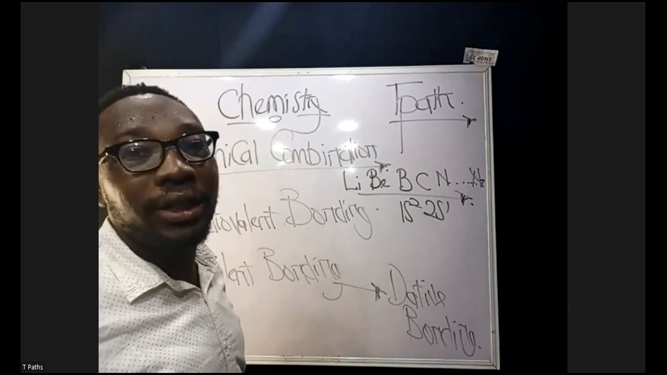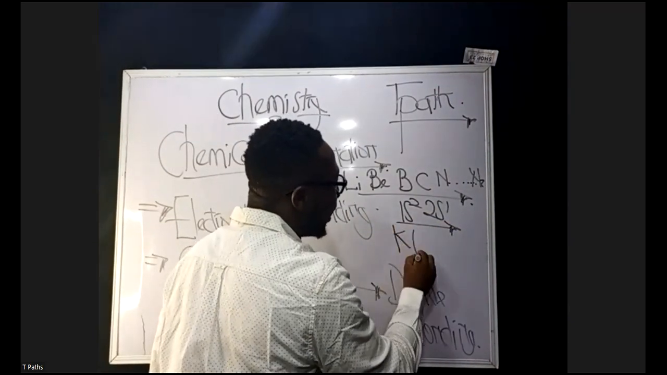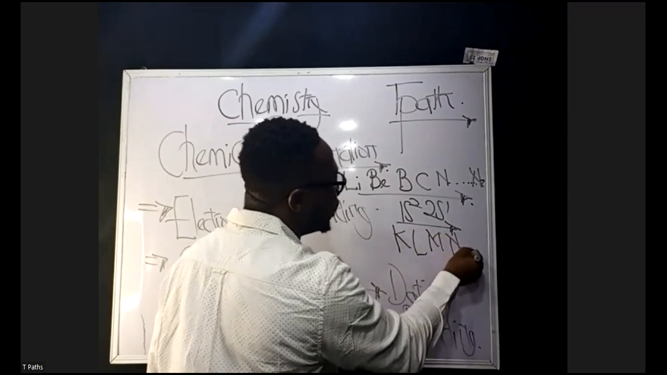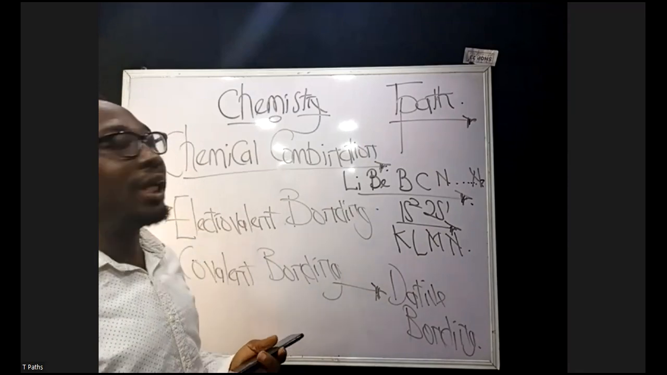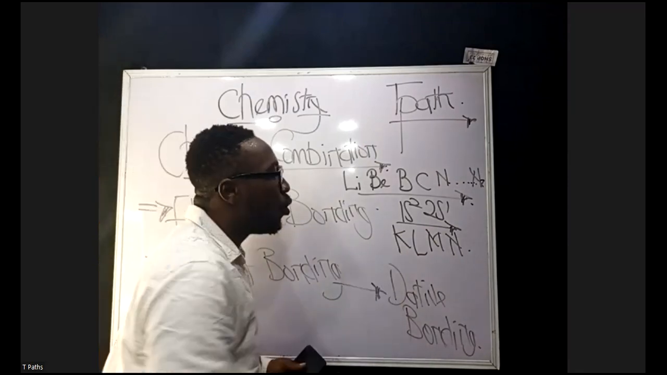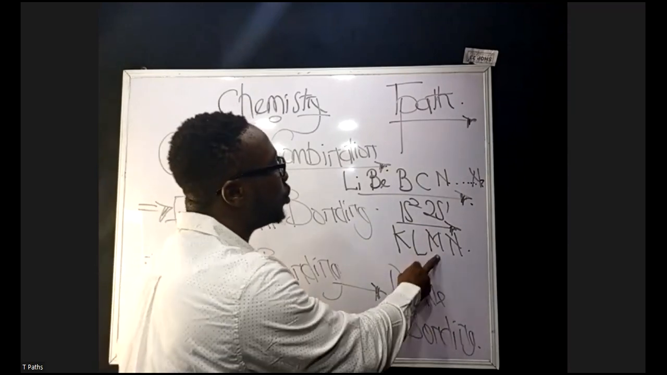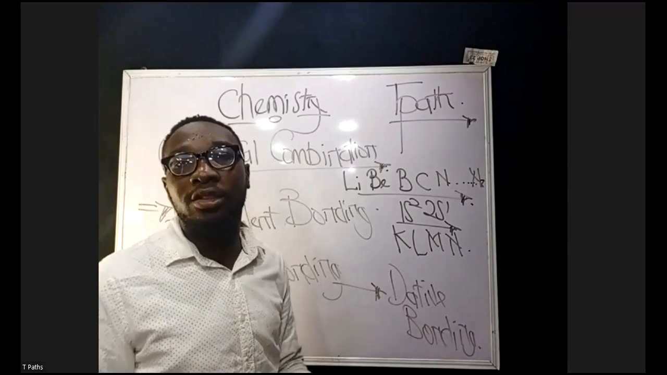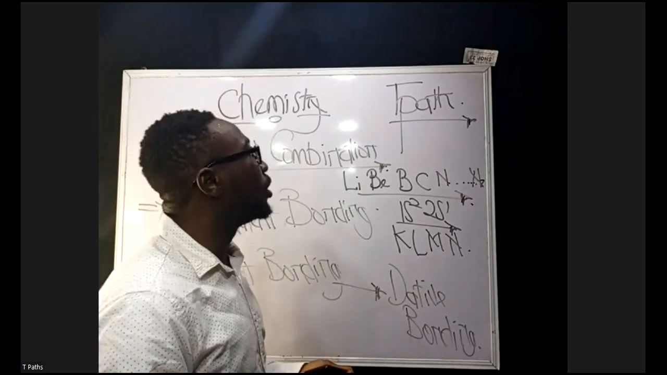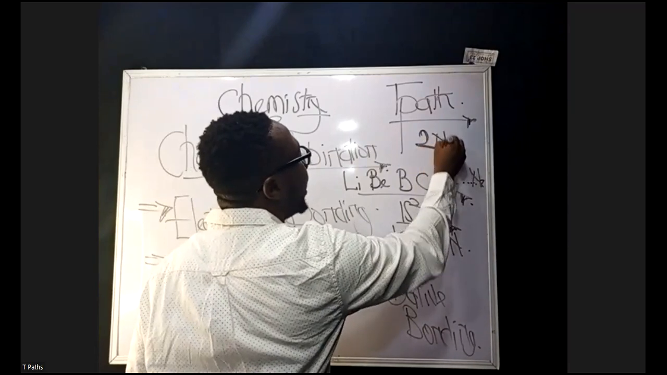Let's not forget our basic shells, what you learn as the K, L, M, N shells. Now, we can easily deduce that K can hold 2 electrons, L can hold 8, M can hold 18, and N can hold 32. So someone now asks, how am I getting these numbers? I'm not manufacturing these numbers. It's from 2n squared.